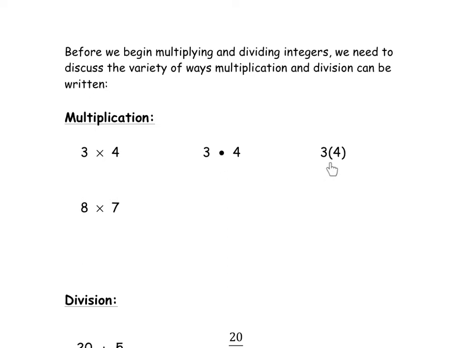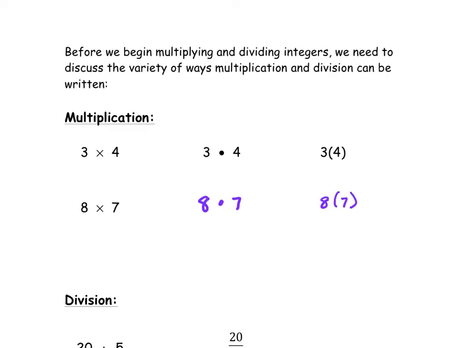So the high school way is to write numbers side by side. Side by side means multiply. So we're going to see this way fairly frequently. So this next series of numbers says 8 times 7. We could also write it as 8 times 7. What would it look like if we wanted to write that the high school way?